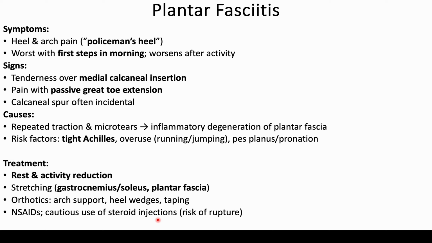And if you think about it, the plantar fascia is the one that always gets used when someone's walking. It's being utilized. So if it weakens, it is at increased risk of rupture.